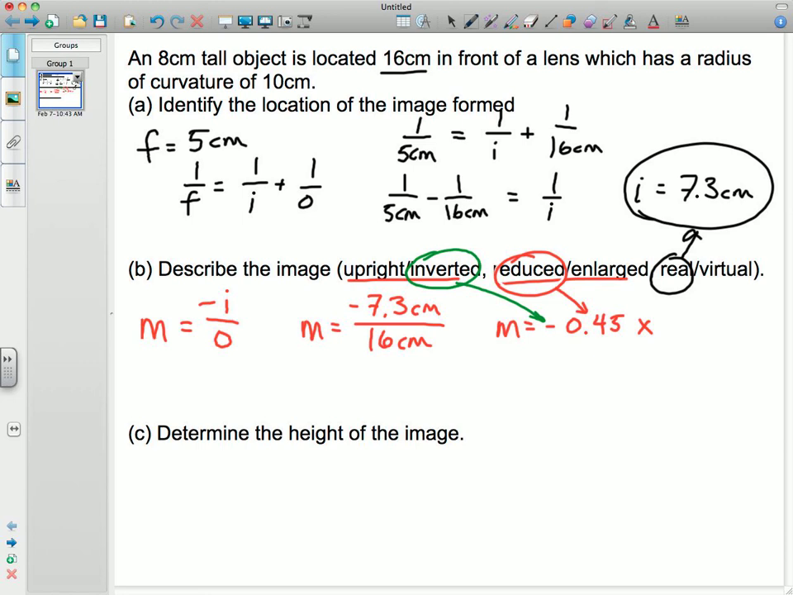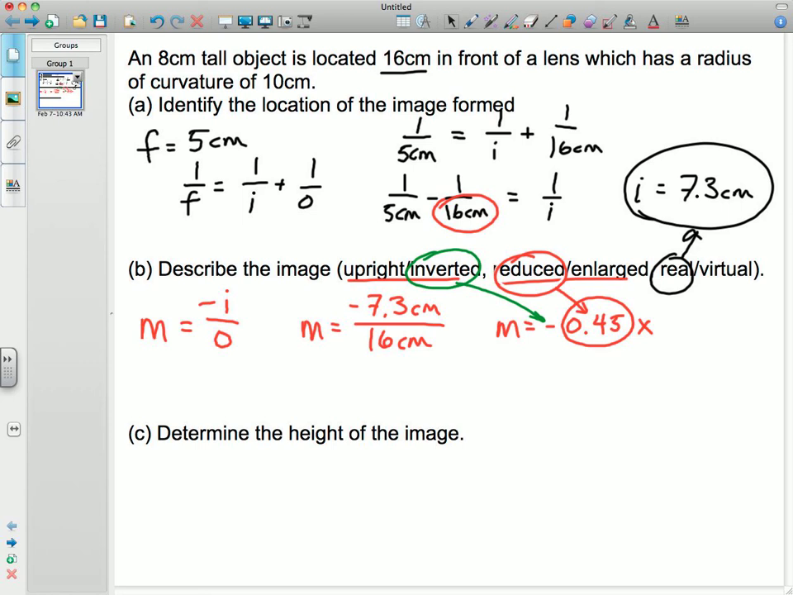What if it was like negative 5? Inverted and enlarged. It's reduced because this number is less than 1. Basically, a 1 times magnification would be the same size. 5 times magnification would be 5 times larger. And the object length is how far the distortion goes? Yes. This is your object length.